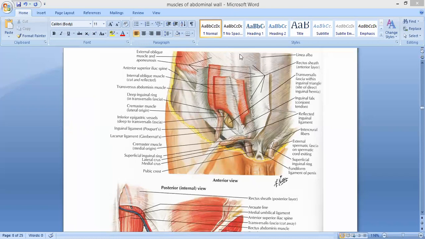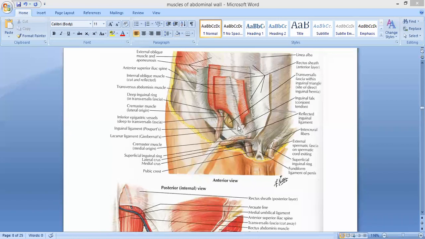The internal oblique fibers, the lower fibers, join with the fibers of the transversus abdominis; we call them the conjoint tendon. So the lower fibers of the internal oblique join with the lower curved fibers of the transversus abdominis muscle. They form the conjoint tendon. Its other name is falx inguinalis, right?